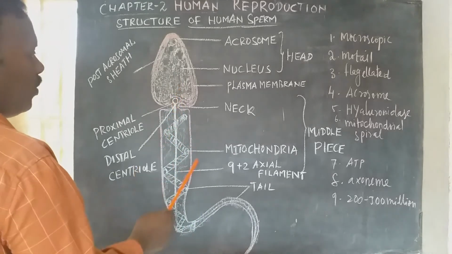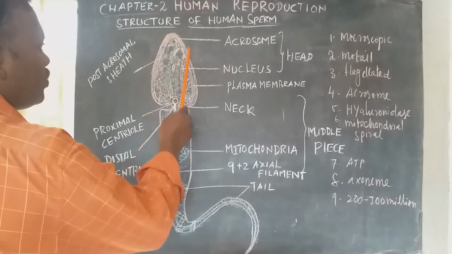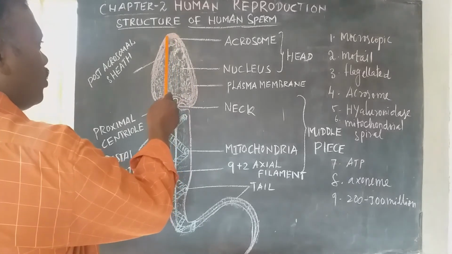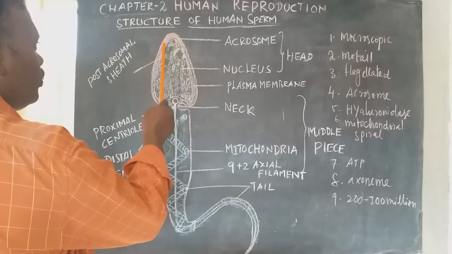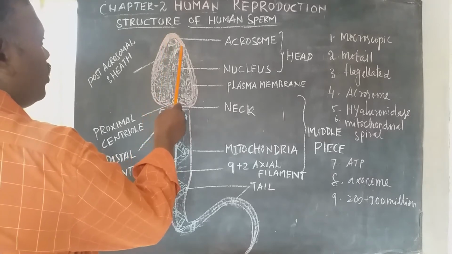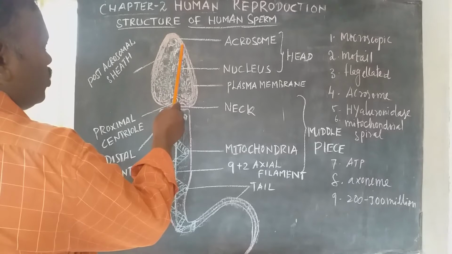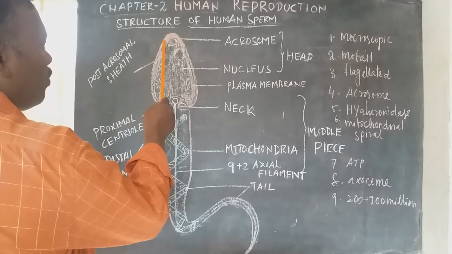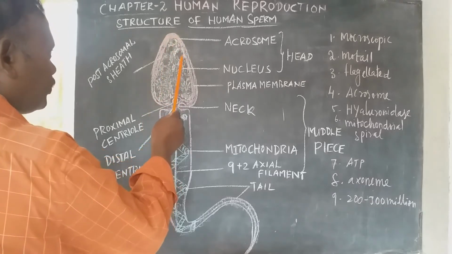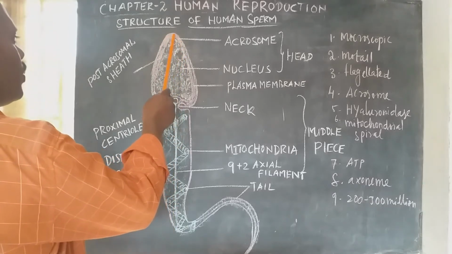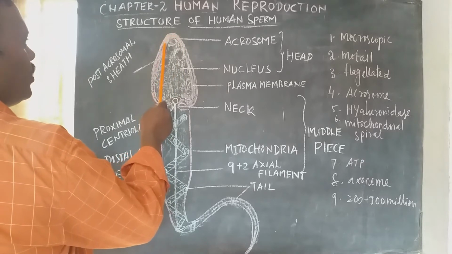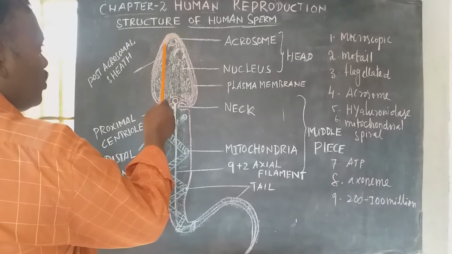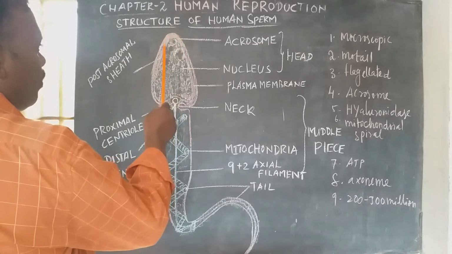So mainly three parts. The anterior region is made up of the head, where the acrosome is present. This acrosome is used for fertilizing the ovum, for lysing the ovum. It penetrates the egg membrane. The acrosome contains the hyaluronidase enzyme, which is used to penetrate the egg membranes.